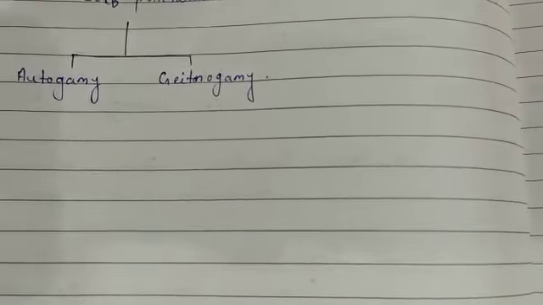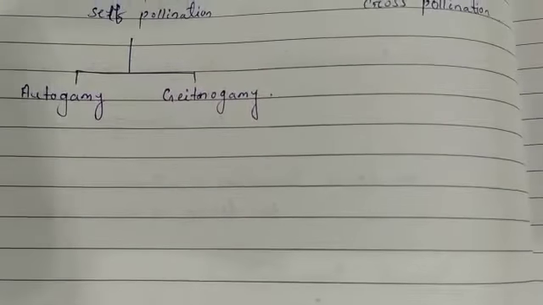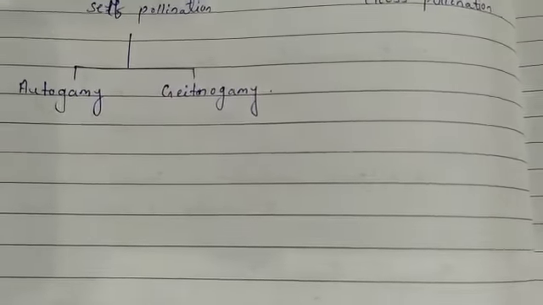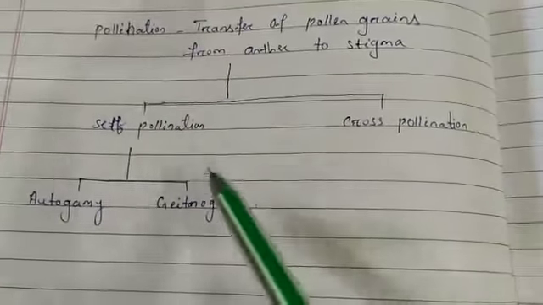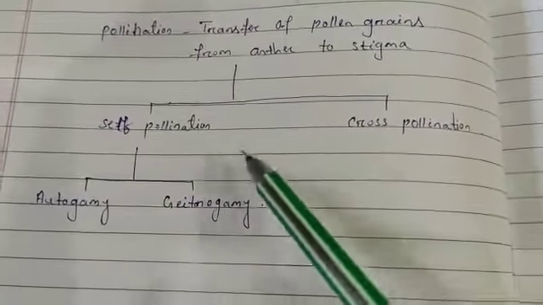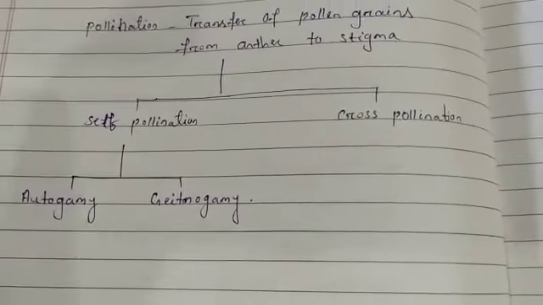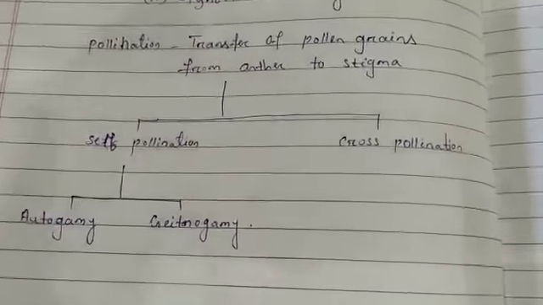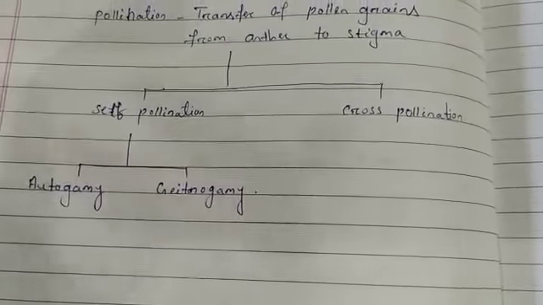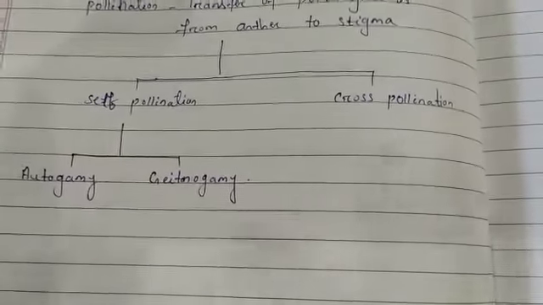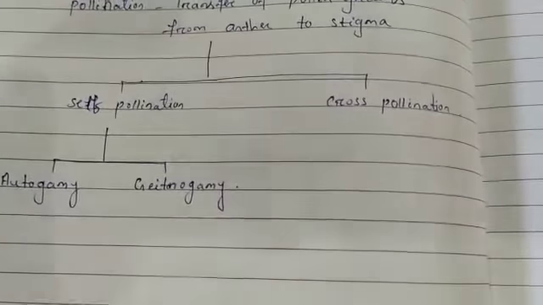So mostly pollinating agents are the ones helping in pollination. This is about self pollination: when pollination takes place in the same plant, that is self pollination. It is of two types, autogamy and geitonogamy. Autogamy means in the same flower, geitonogamy means in different flowers but on the same plant.